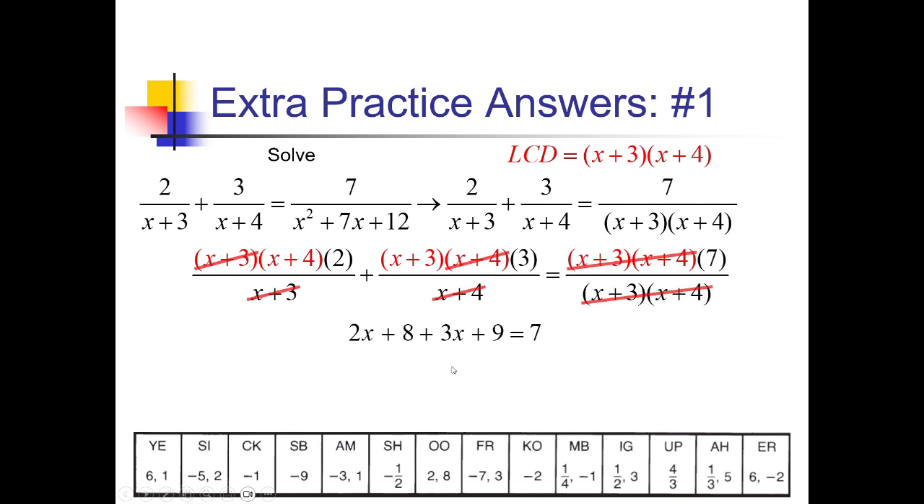Cleaning up my left side a bit, 2x and 3x gives me 5x, and 8 and 9 gives me a plus 17. If I subtract 17, that's going to be negative 10 over there. And then dividing by 5, we get x equals negative 2.